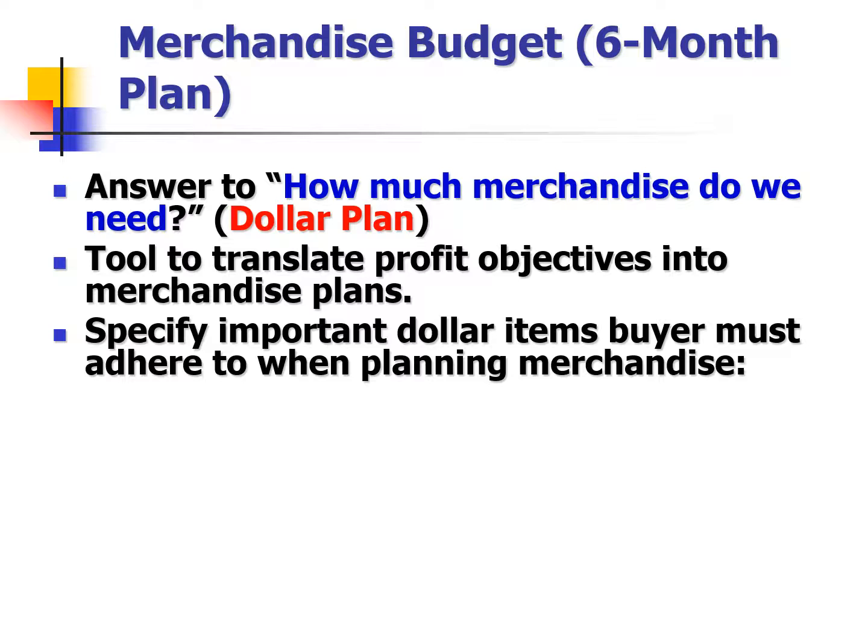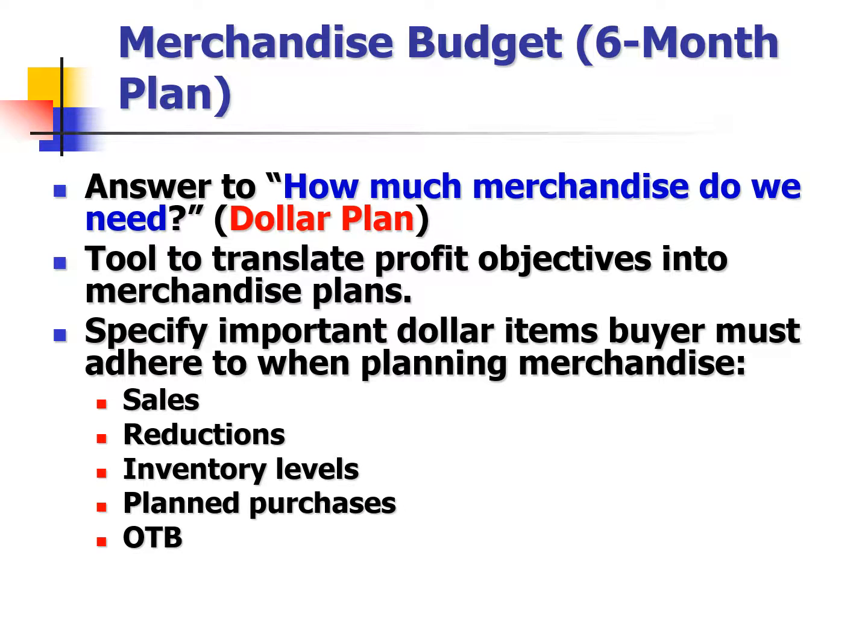And that includes a lot of things, such as sales for every month throughout the 6-month season. Reductions can include markdown, sales discounts, and shortages and things like that. All combined, how much reduction dollars we are going to need to take in each month throughout the 6 months. And the inventory levels. What would be the BOM, beginning of month inventory level, or the EOM, end of month inventory level? Okay, we're going to plan those things.